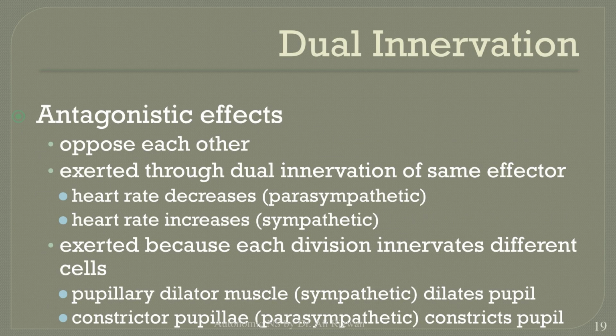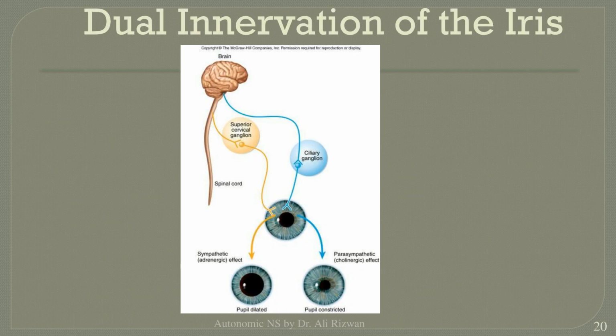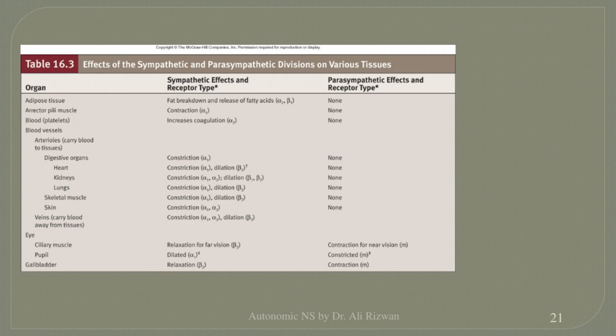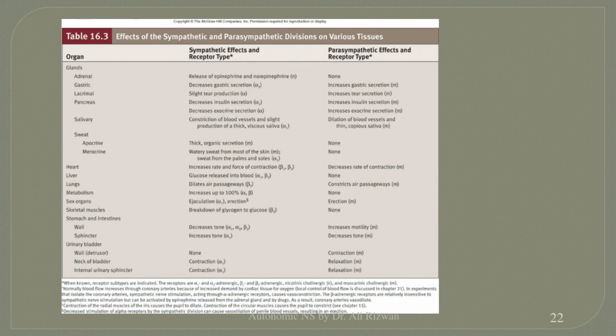Dual innervation allows for antagonistic effects. This can occur by having both systems innervate the same effector, as seen in heart rate control, or by each division innervating different cells within the same structure, such as the muscles controlling the pupil. This visual illustrates how the iris of the eye is controlled by both systems, with sympathetic signals dilating the pupil and parasympathetic signals causing constriction. This illustration further details the anatomical pathways involved in autonomic control. This diagram highlights additional functional pathways within the autonomic nervous system.